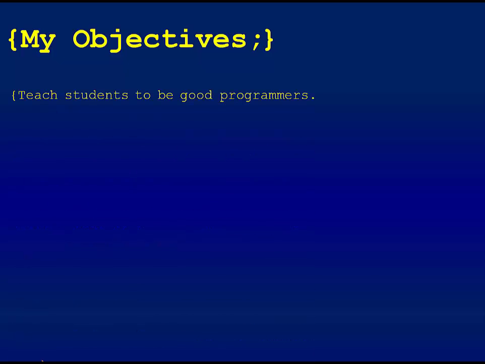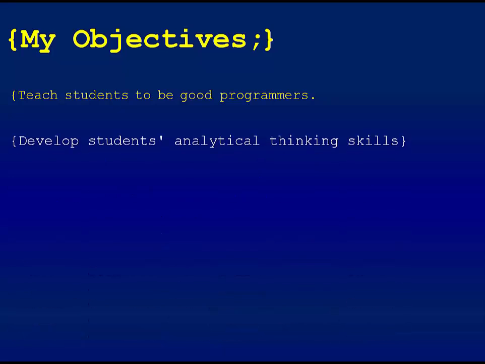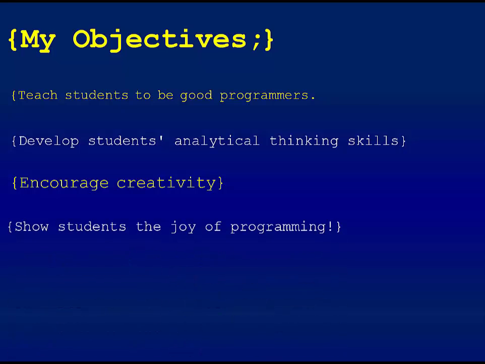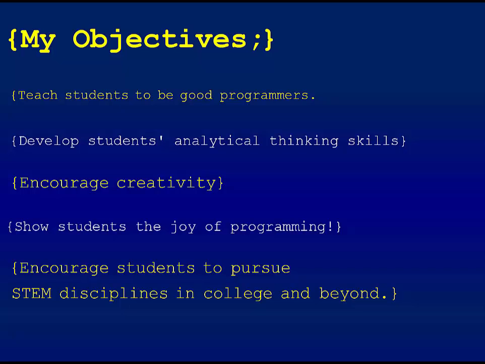All right, so what are my objectives for this class? First of all, teach students to be good programmers. That's probably the most obvious one. Also develop students' analytical thinking skills. Programming is an excellent tool for this, as that's really what it's all about. I'd like to also encourage creativity. We do a lot of design, a lot of GUIs for all our applications, and this really gives students who have an artistic flair or talents in that arena a chance to employ them with their programs. And I want to just show students the joy of programming. I do love it, and I hope it wears off on them. And finally, I'd like to encourage students to pursue STEM disciplines in college and beyond, as certainly that's where many of tomorrow's jobs will be.